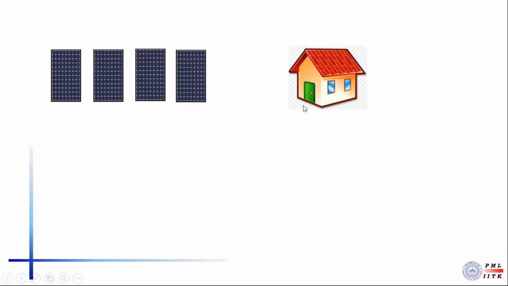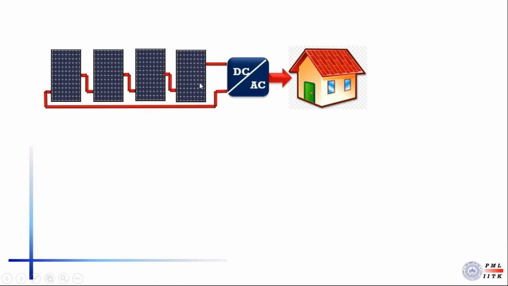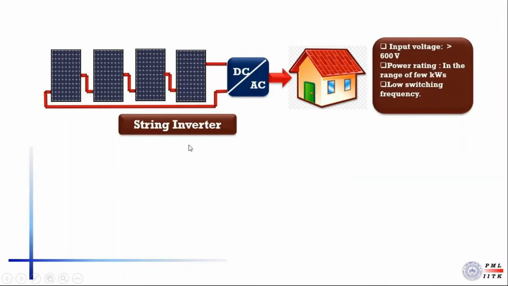Here, the PV panels are connected in series and then the output is given to a DC to AC inverter. These inverters are generally known as string inverters. Here are the specifications for a typical string inverter. As we can see, the input voltage of this inverter is generally more than 600 volt, and they have power rating in the range of a few kilowatts, and these inverters are generally operated at low switching frequency.